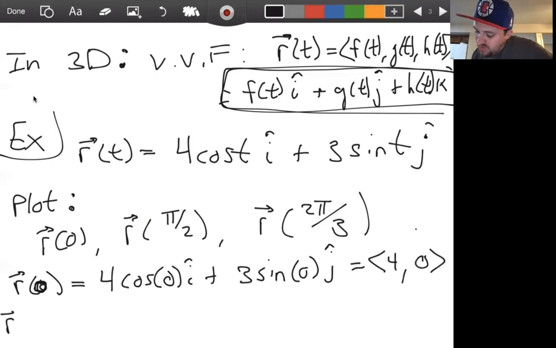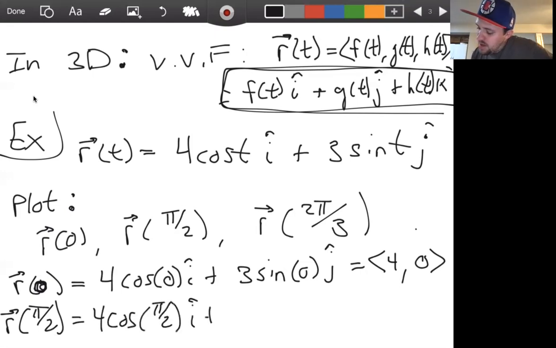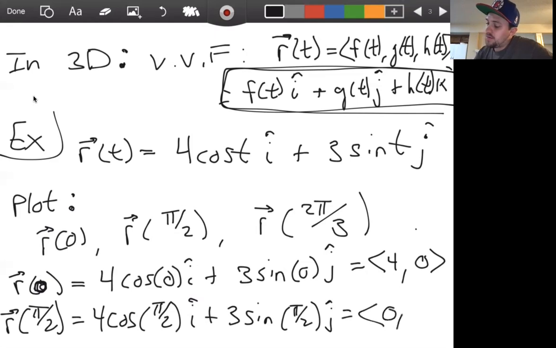Now how about r of pi over 2? Well, r of pi over 2 is going to be 4 cosine pi over 2 i hat plus 3 sine pi over 2 j hat, which is the vector. Then cosine of pi over 2 is 0, sine of pi over 2 is 1, so that'll be the vector 0, 3. And here you can see you plug in a number and you get out a vector, which is a little different than the functions that we've observed so far.